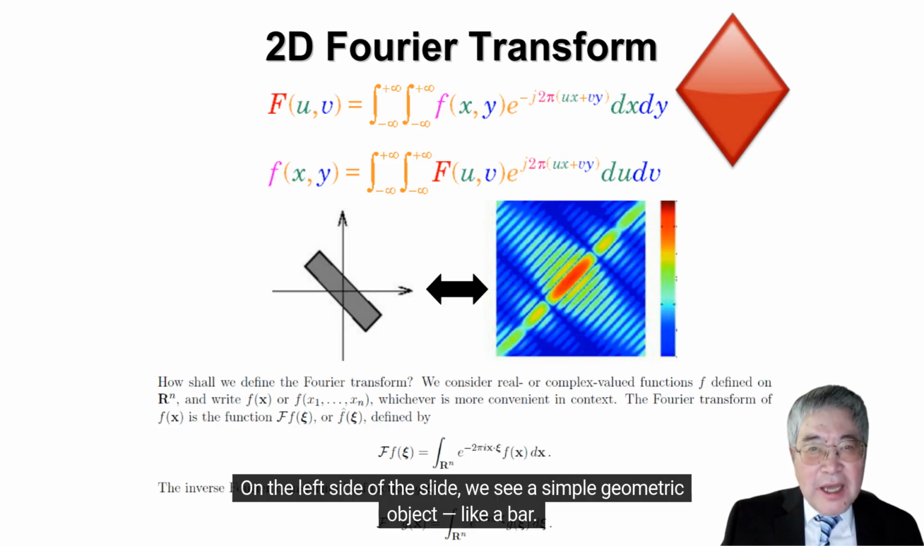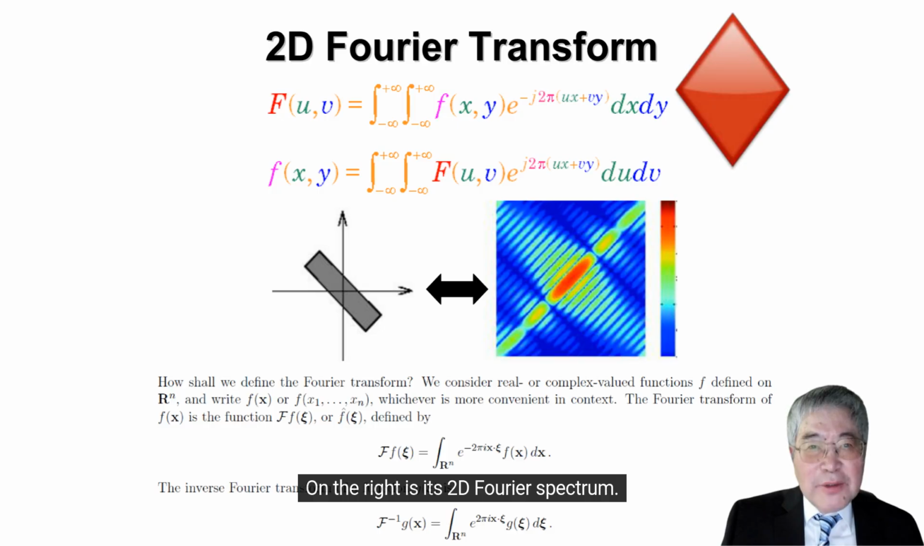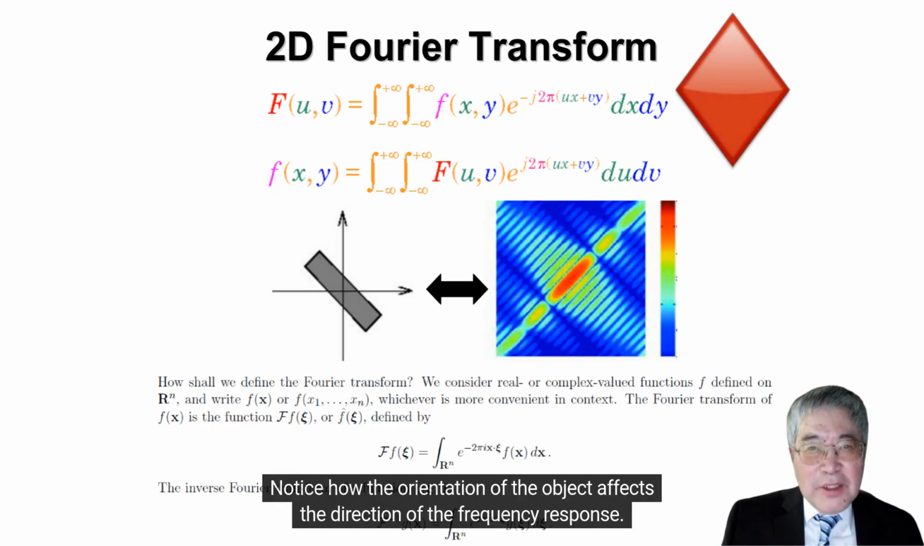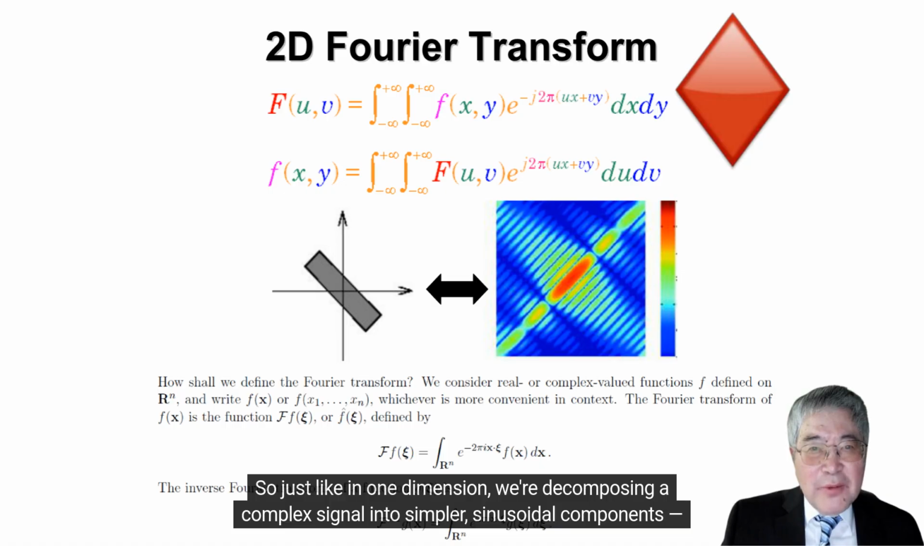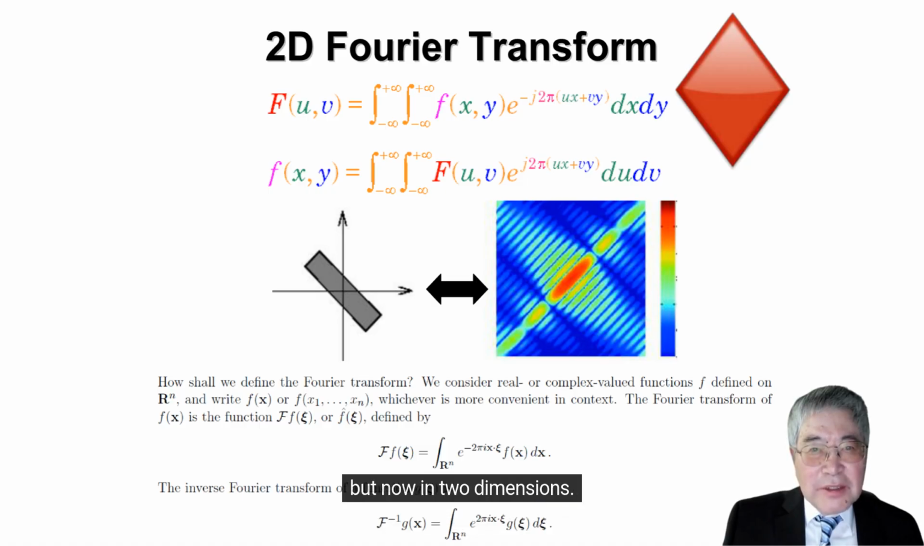On the left side of the slide, we see a simple geometric object, like a bar. On the right is its 2D Fourier spectrum. Notice how the orientation of the object affects the direction of the frequency response. So just like in one dimension, we're decomposing a complex signal into simpler sinusoidal components, but now in two dimensions. And that opens up a whole new world of possibilities.